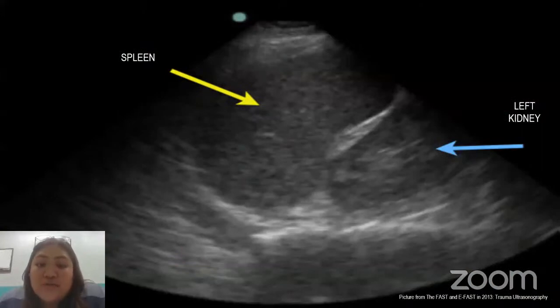that shows a normal scan of the left upper quadrant splenorenal view. The yellow arrow represents the spleen and the blue one represents the left kidney.